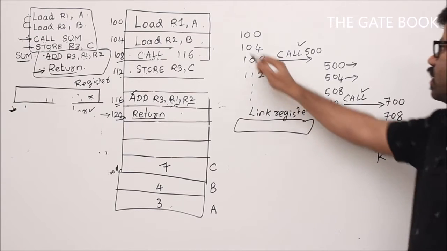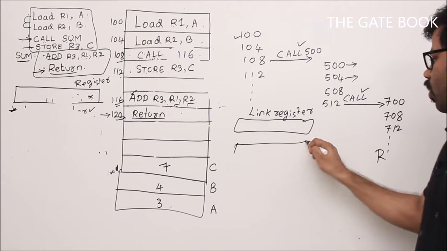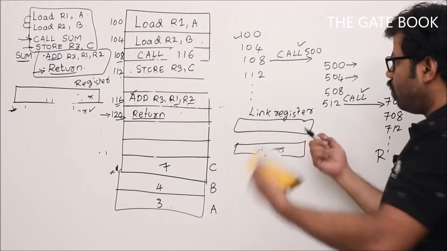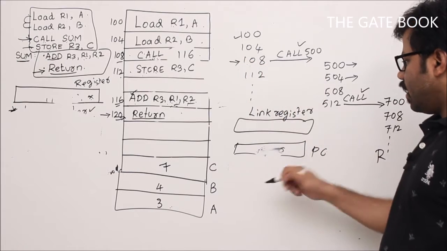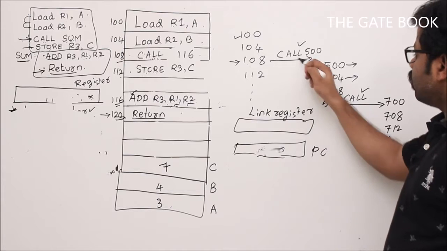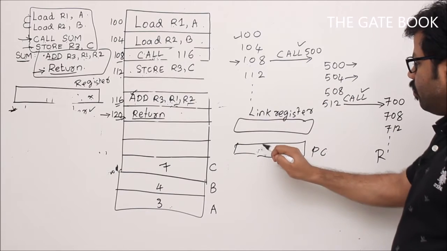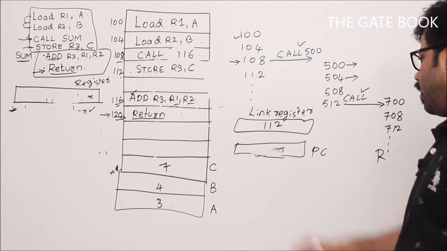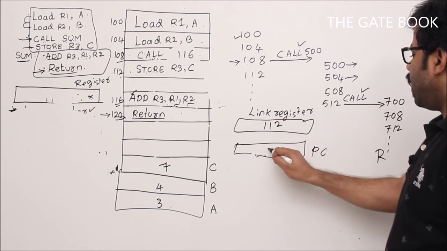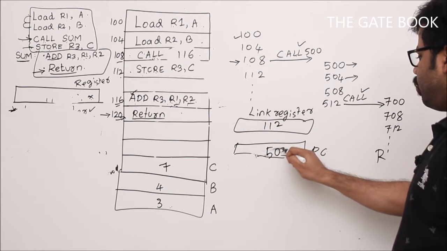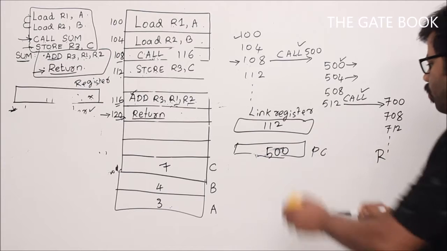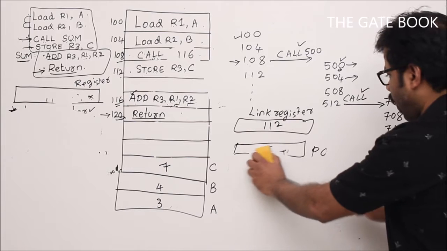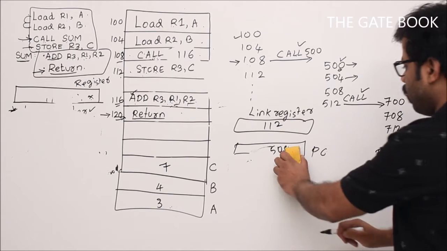In the link register, first of all we execute 100, right? You have the program counter. The program counter is initially 100. Then that will become 104. Then that will become 108. When it becomes 108, there is a call. Because of the call we have to go to 500, but by that time the next instruction's address, that means 112, will be stored in the link register. Okay, we do that. Then we directly update the program counter to 500, correct? Yes, perfect. Now after that we execute it. Then the program counter, because of the execution of this instruction, 500 will become 504, 504 will become 508, 508 will become 512.